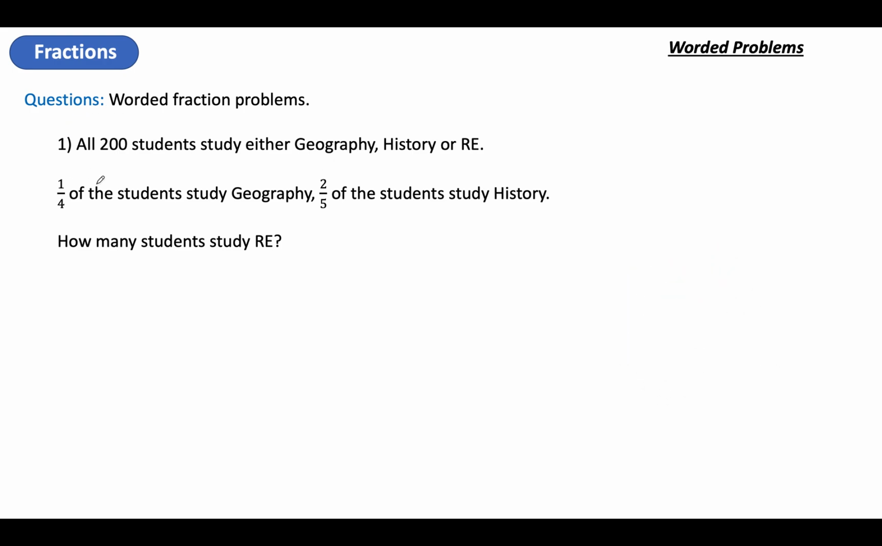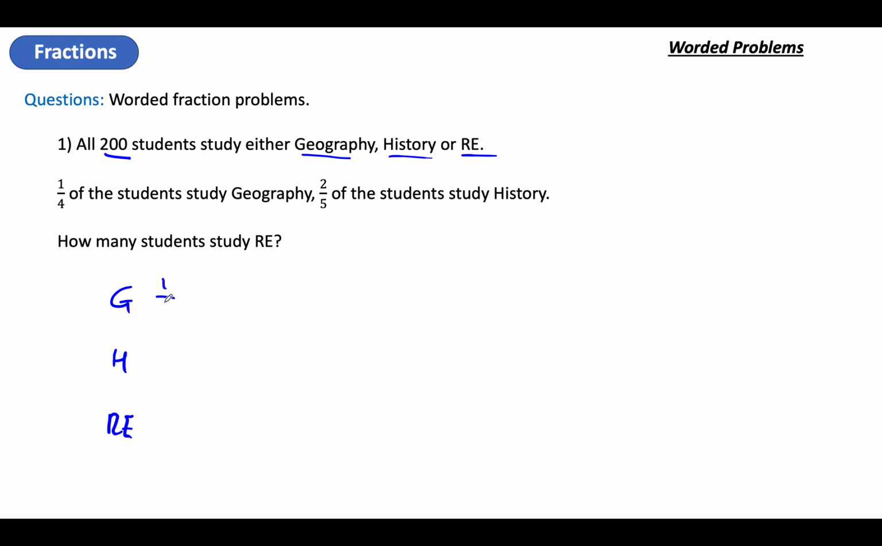Okay, we've unpaused. So let's look at the question. Well, firstly, there are 200 people. That's going to be important. And they study either geography, history, or RE. So we've got geography, we've got history, or we've got RE, because I think I'm going to need that in a second. A quarter of the students study geography. 2/5 of the students study history. How many study RE?